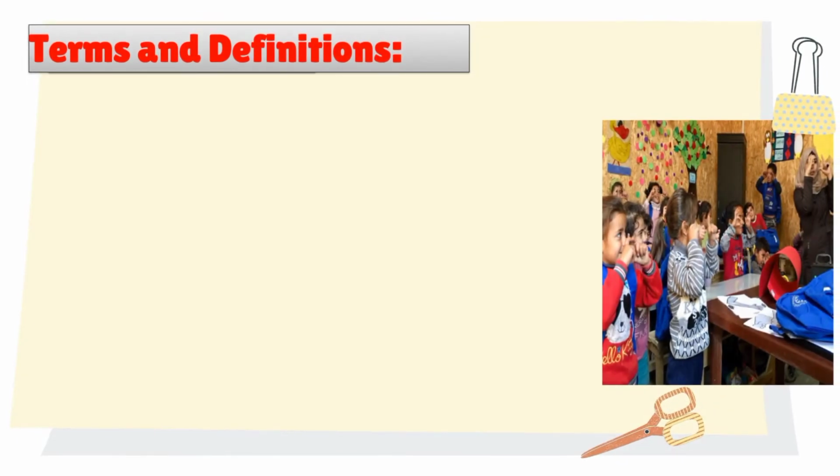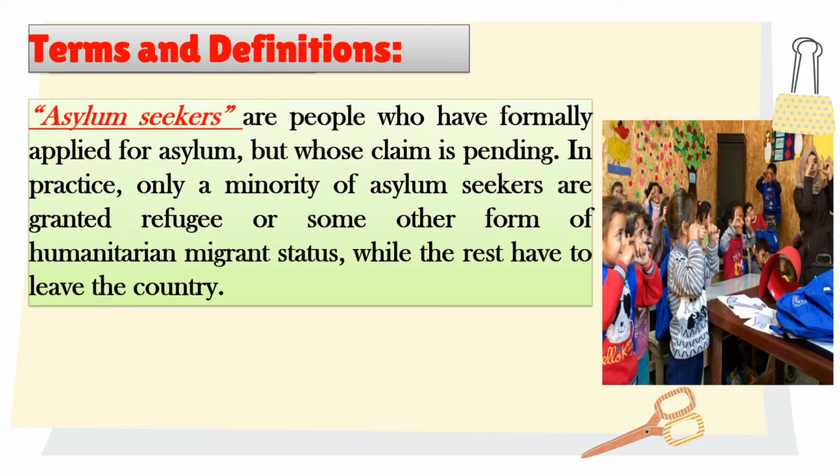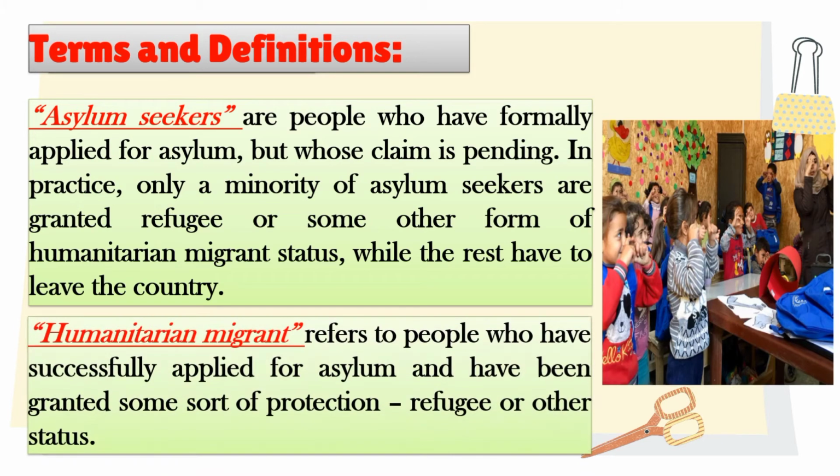The term asylum seekers refers to people who have formally applied for asylum but whose claim is pending. In practice, only a minority of asylum seekers are granted refugee or some other form of humanitarian migrant status, while the rest have to leave the country. On the other hand, humanitarian migrant refers to people who have successfully applied for asylum and have been granted some sort of protection, either refugee or other status.